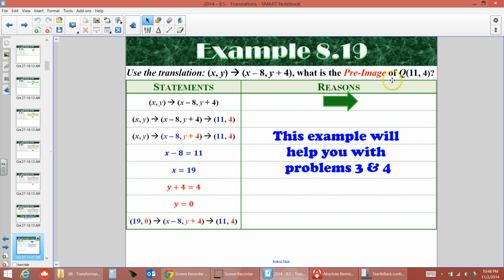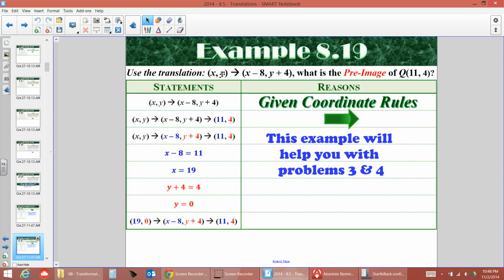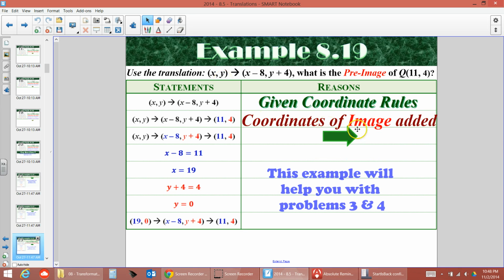Now notice here I'm asking for the pre-image. That means that whatever I give you, this Q has already been moved. Now I'm trying to work it backwards to find my original position. Okay? So if that's the case, here's my translation rule. Again, I give the coordinate rule. I notice that the image is added. Here's my 11 and 4. I need to work backwards to find out what x is. Okay? I need to find out what my original x and y were.